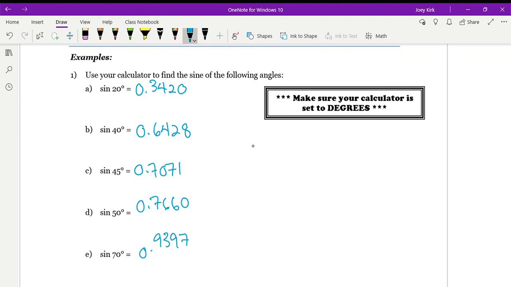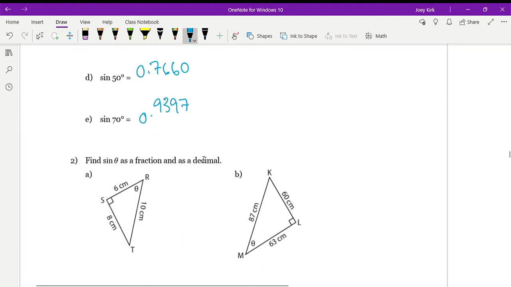And then I know that my calculator is backwards. So if I'm going to try and do one of these myself, let's say the first one, sine of 20, I know I need to put the 20 in first for my calculator because it's annoying, and then press sine. So 0.3420, that's what I put down there.